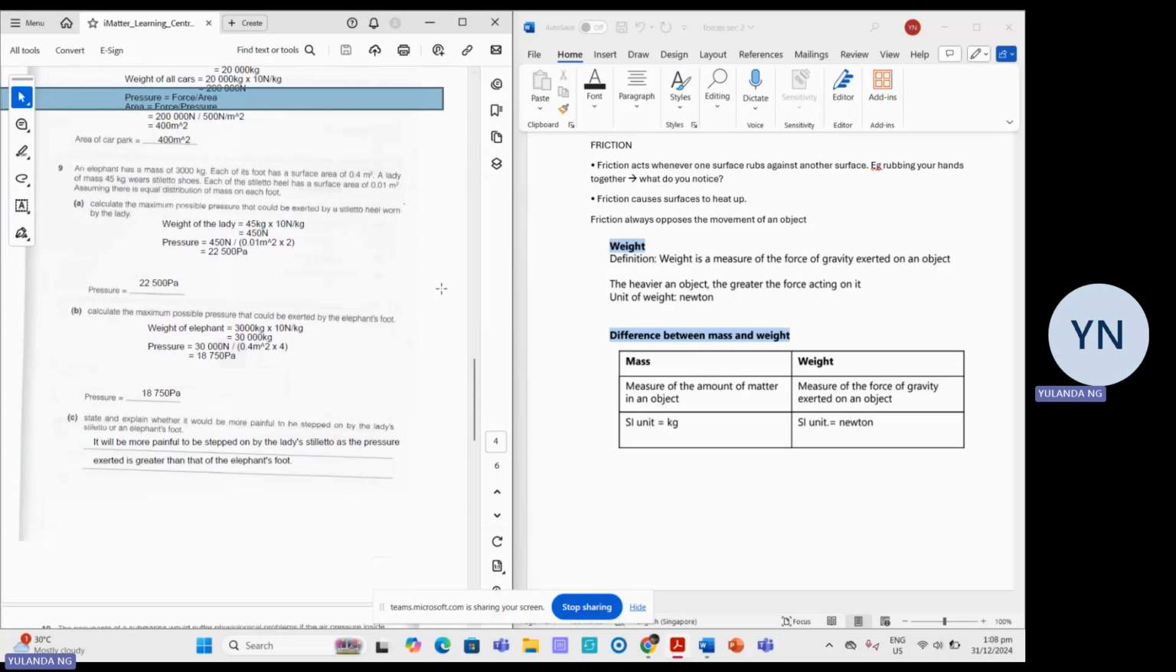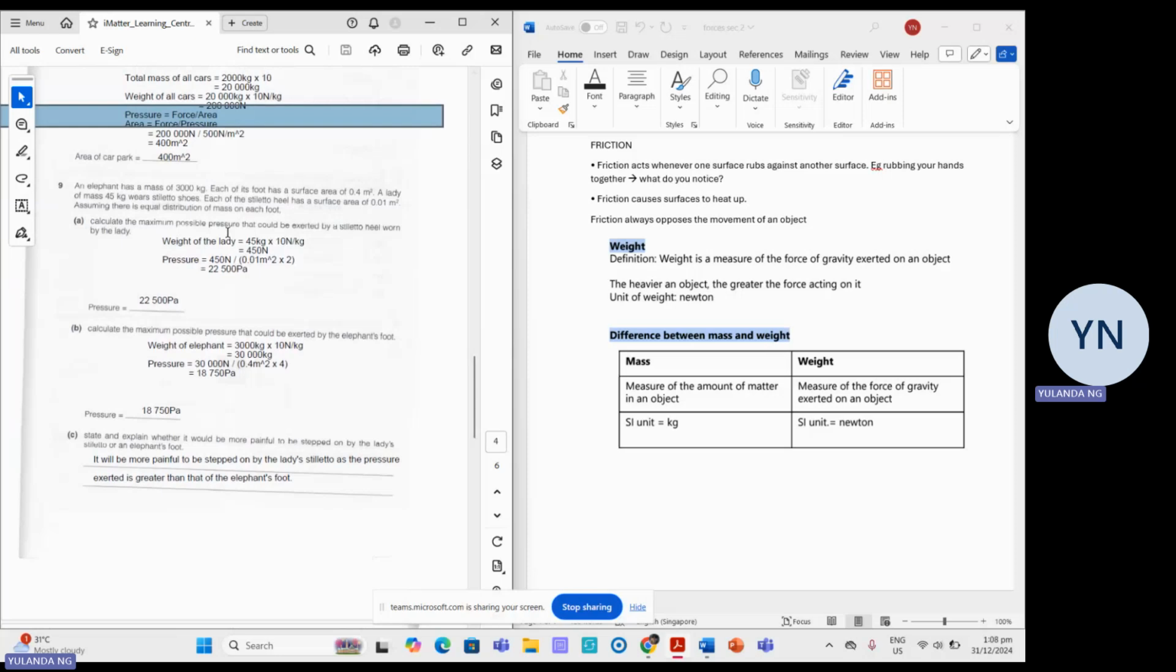Okay, this question did not give gravitational field strength as well, so you will assume that the gravitational field strength on Earth is 10 newtons per kg. Okay, so the weight of the lady will be 45 kg times your gravitational field strength, which will give you the force, which is 450 newtons, which is the weight of the person. Now to find pressure, force, which is 450 newtons, divided by total area.